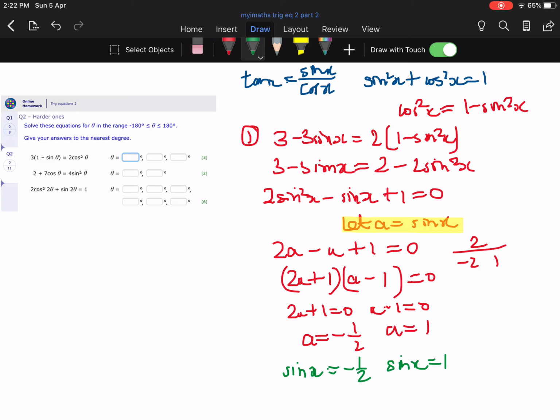If you wanna, you can use the cast diagram here. If you wanna just draw the graph, the sine graph, you could just work it out from there. I'm looking for 3 possible answers. Sine x equals 1 is an easy one. So if I just draw it, and it's in the same range, they're always given as negative 180 to 180.